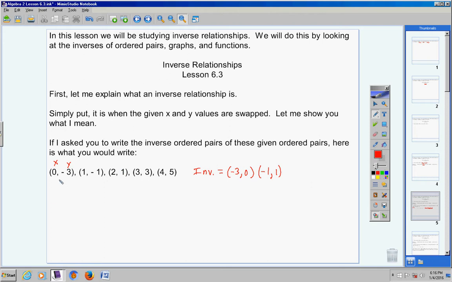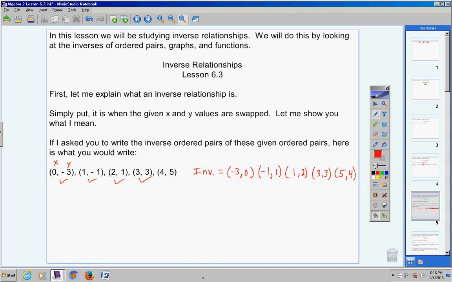Next, I'll put little check marks here. Next ordered pair, swap those. 1 comes first and the 2 comes second. Next ordered pair, swap those. Of course, they're both 3, so it really doesn't matter. And then swap this last ordered pair, 5, 4. There you go, it's that simple, okay?